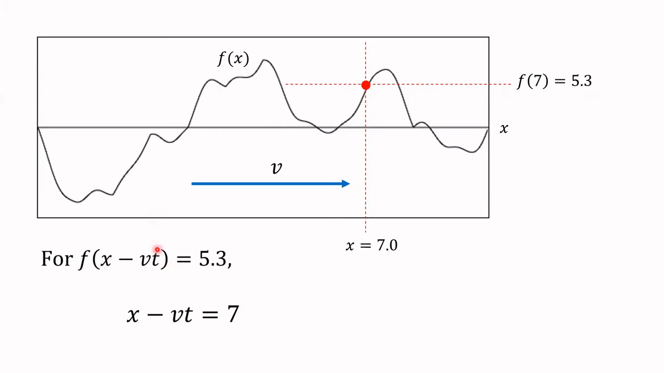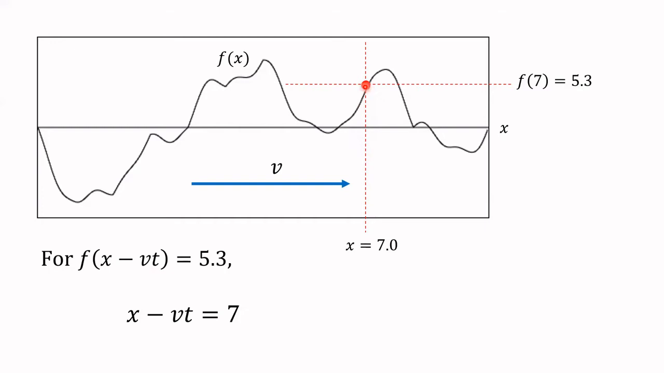And now, as time advances, this entire waveform will translate to the right at speed v. Suppose we'd like to track the motion of this particular point that we already looked at, the point that was previously associated with the x-coordinate 7 and has a height of 5.3. Let's see if we can track the motion of that point.